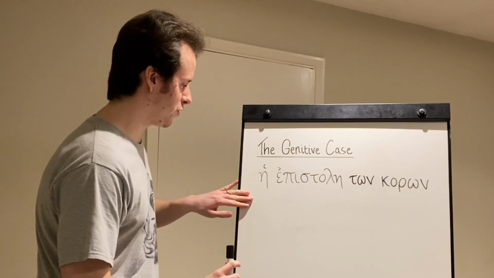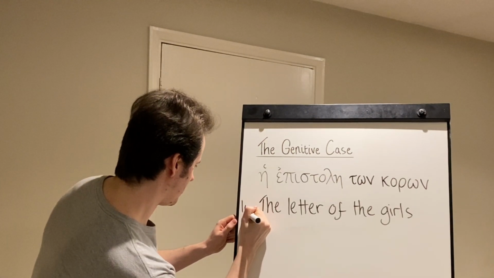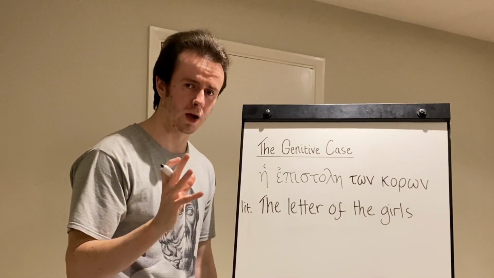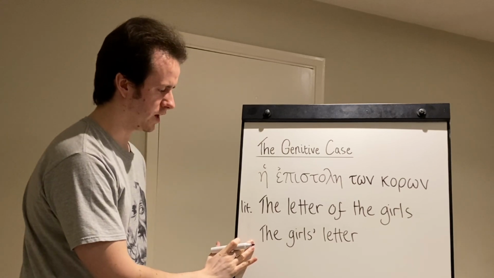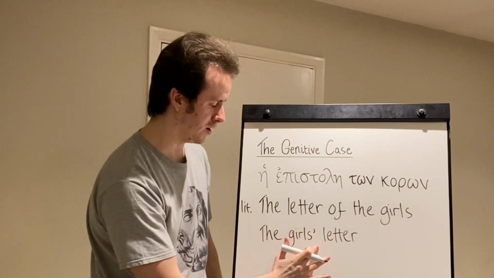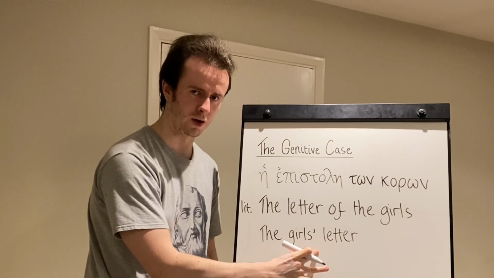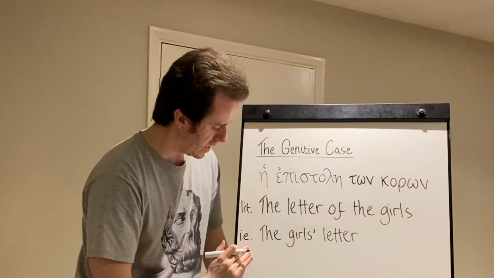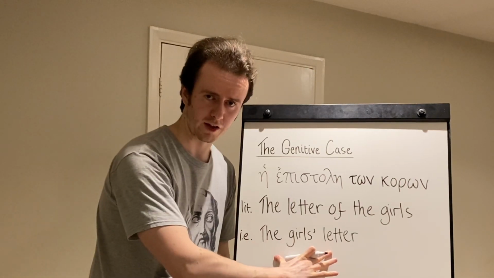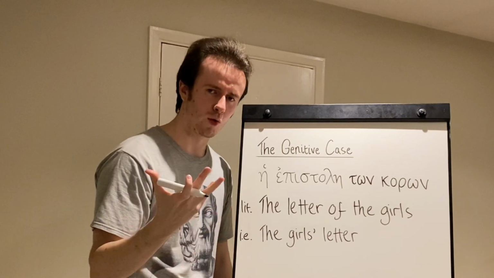So anyway, we will literally translate this as the letter of the girls, and I will put lit with a dot for the literal translation. But we can put this in more natural English as the girls' letter. And note that the apostrophe is after the S, and that lets us know that this letter is owned by multiple girls, not just one. And once again, I can add IE, meaning that is to say, with the stylish natural translation. And I should say you should always aim to translate Greek into natural English.